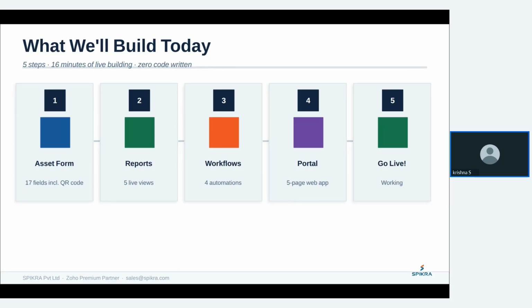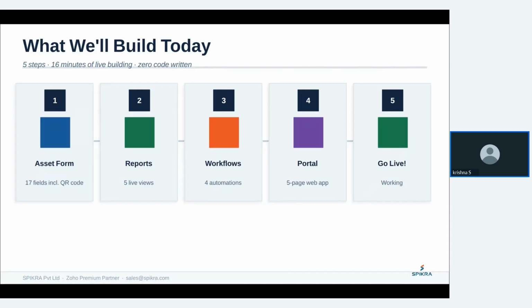In IT Asset Tracker, we have one asset form, and the asset form includes all the 17 fields, including QR code, which is not totally functional because it is a live demo app. Then we have five live views, and for automation, there is a trigger: whenever somebody enters their requirement details, the approver gets a mail notification that one submission is there. You can check that submission and approve it if you want.